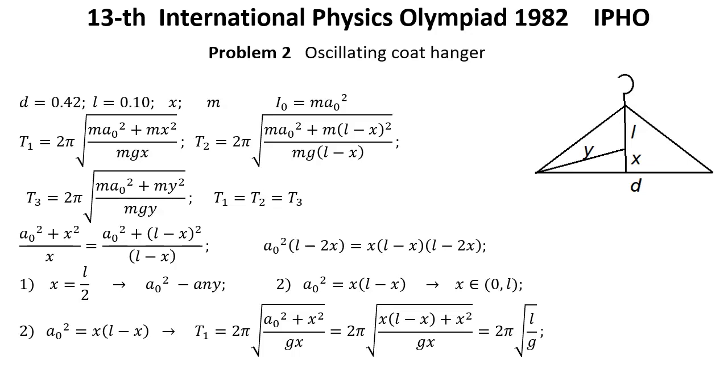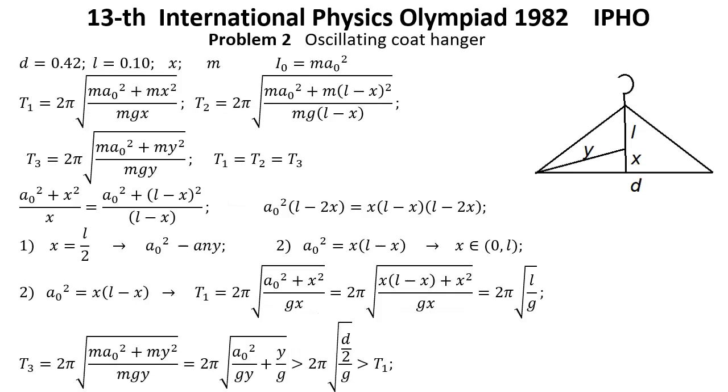Let's compare it to the third case. In the third case we have T3 equal to this expression, and after some simplification we can get that this T3 is greater than this expression, and because y is greater than d over 2, that will be greater than L. It means that T3 must be greater than T1. It means that the second solution is not a solution.